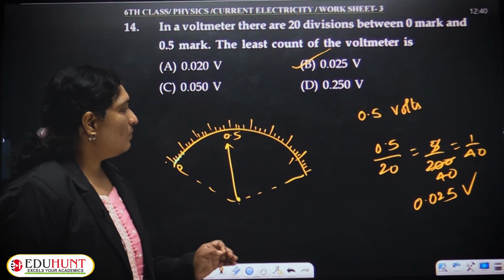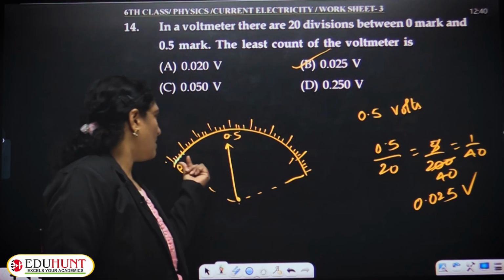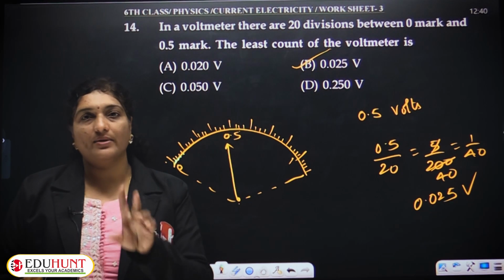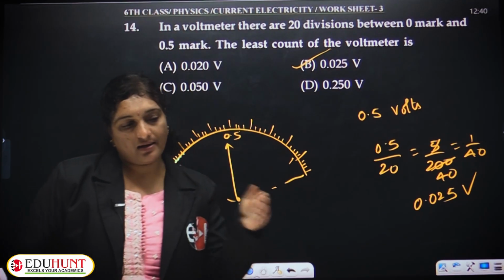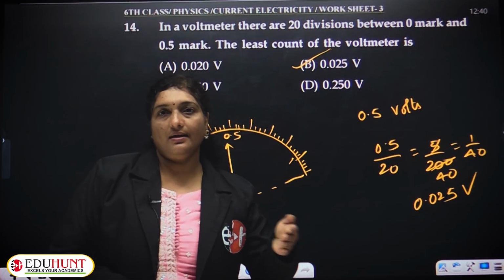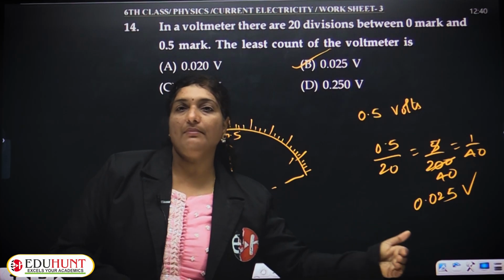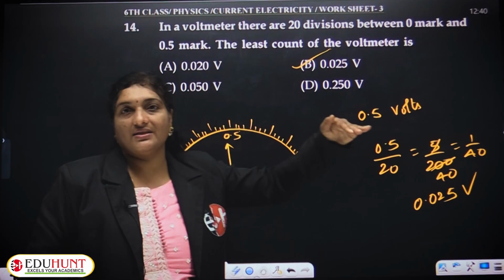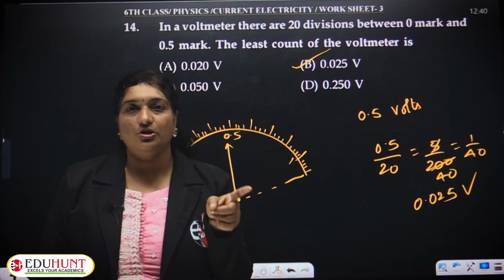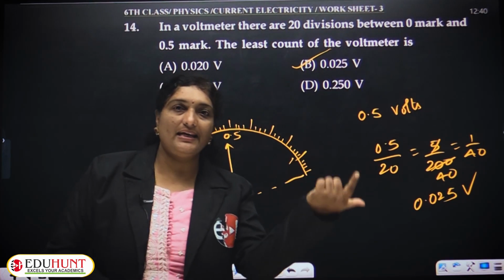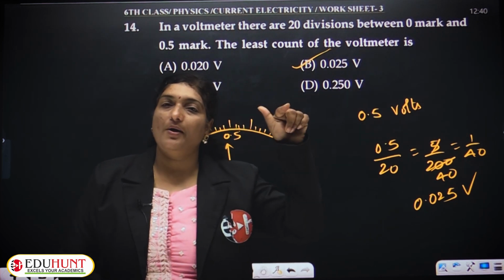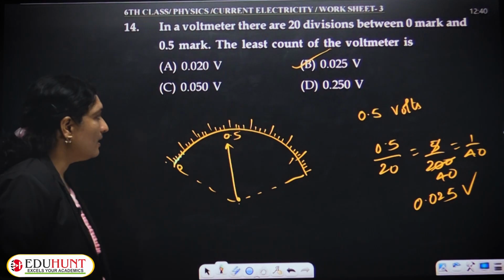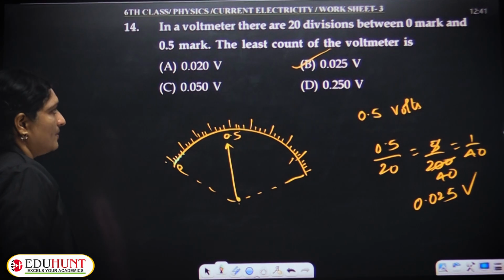So what is the least count, children? Least count means the smallest value that can be measured. In a scale, the least count is 1 millimeter, because every division is separated by 1 millimeter. Similarly, in the given voltmeter, every division is separated by 0.025. That means 20 divisions, 0.025 into 20 will be 0.5. That's it. Hence, the correct option is option B.